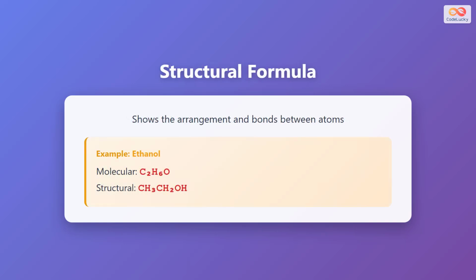The structural formula goes beyond just counting atoms. It shows us how atoms are arranged and connected to each other within a molecule. Take ethanol, for example. Its molecular formula is C₂H₆O, which only tells us the atom count. But the structural formula, written as CH3CH2OH, reveals that the atoms are arranged in a specific order, showing us the actual structure of the molecule.